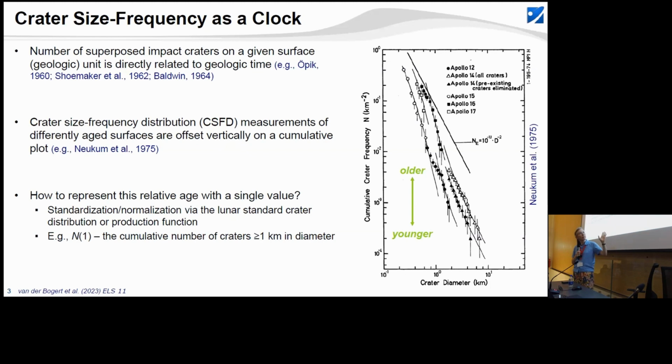Okay, and then if we want to take one number that we can use to compare between these relatively aged surfaces, we can just define a reference value. For example, often N(1) is used, which is the cumulative number of craters larger than 1 kilometer in diameter, although you see N(20) and more than that as well.